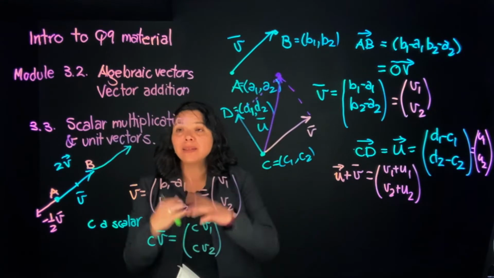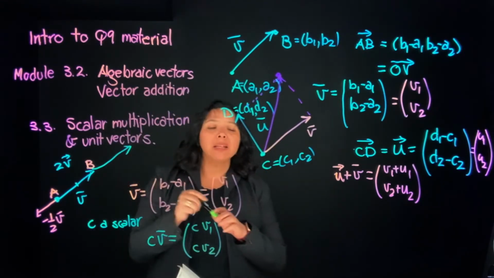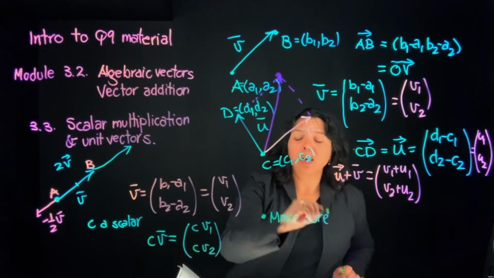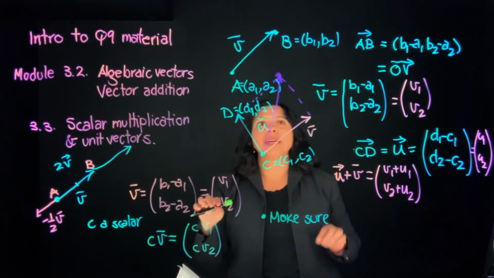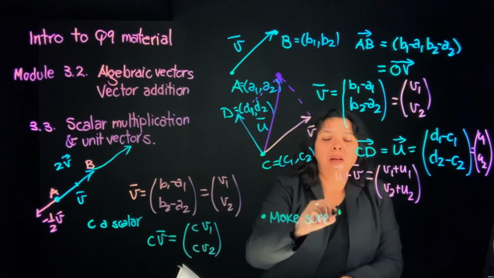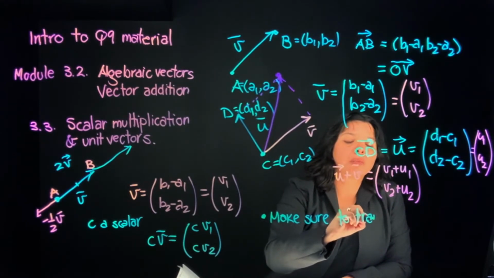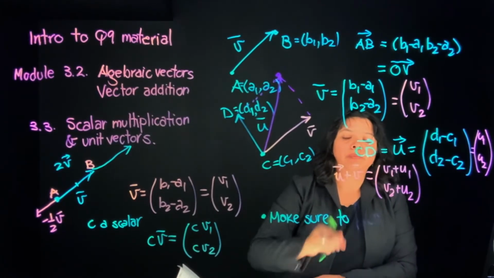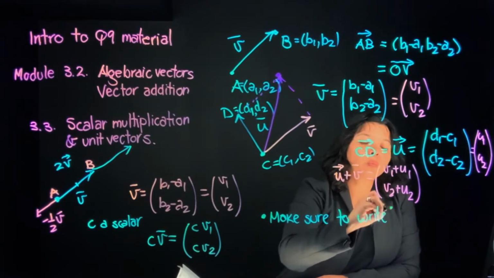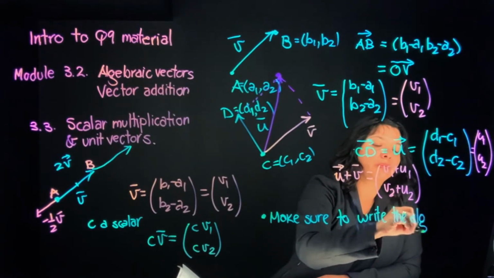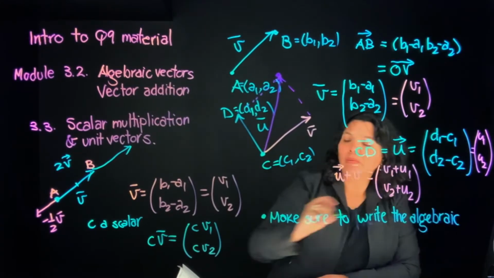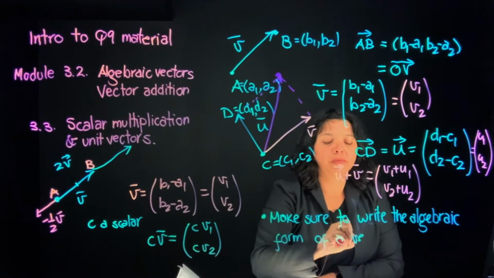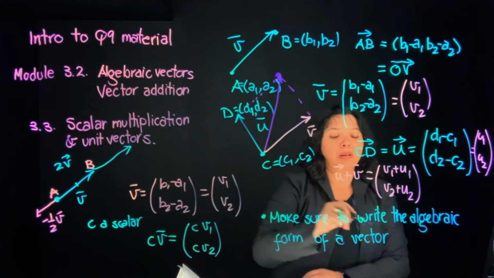So as a summary, just remember that you want to make sure to write the algebraic form of a vector before doing operations.